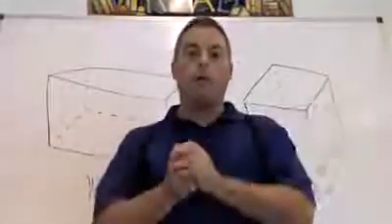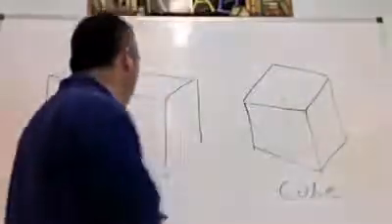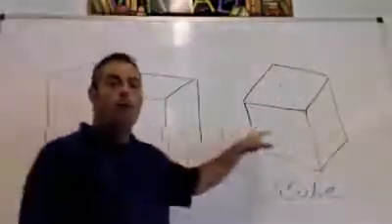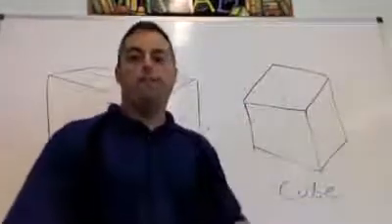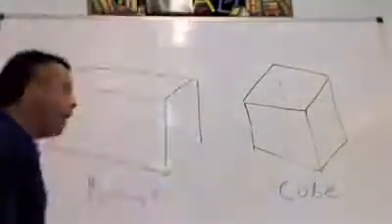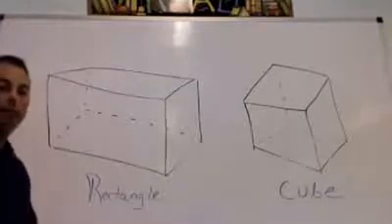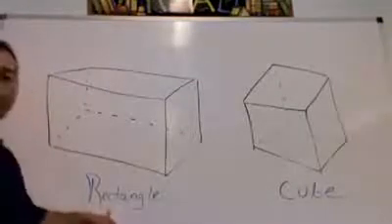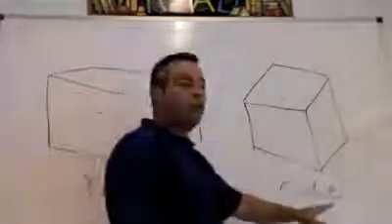Hello guys, and welcome. Today we're going to be finding the volume, or the amount of space, inside of these two objects. The two objects are solids. First we have a rectangle, then we have a cube.